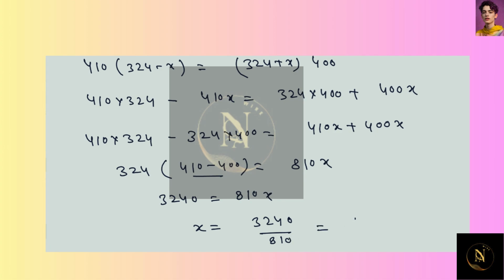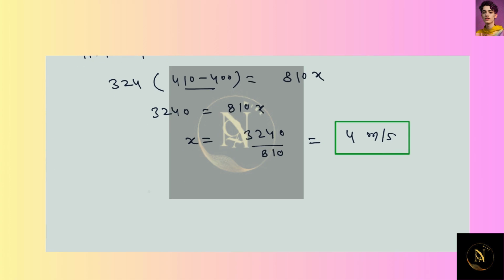So x equals 3240 divided by 810. When we solve, it is 4 meter per second. So the speed of the car is 4 meter per second. You can also take this in kilometer per hour: 4 multiplied by 18 divided by 5, that is 72 by 5 kilometer per hour. This will be the final answer of this question.